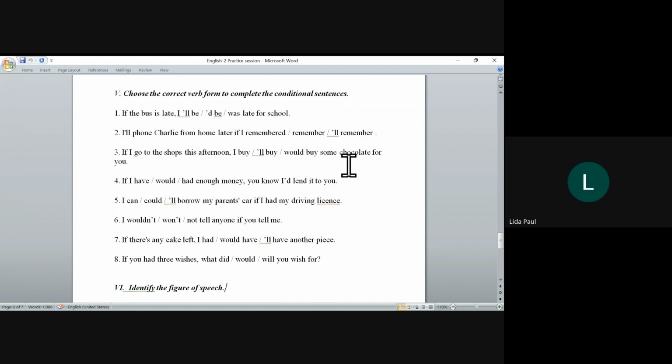Okay. Seventh, if there's any cake left, I will have another piece. Will have. If there's any cake left, I would have. I would have another piece. If there's any cake left.